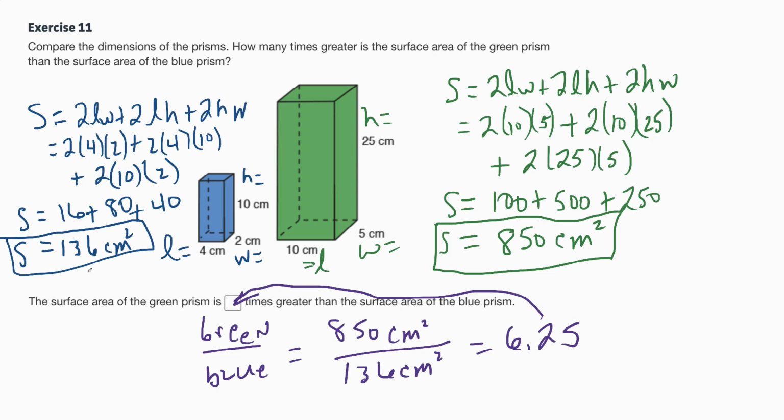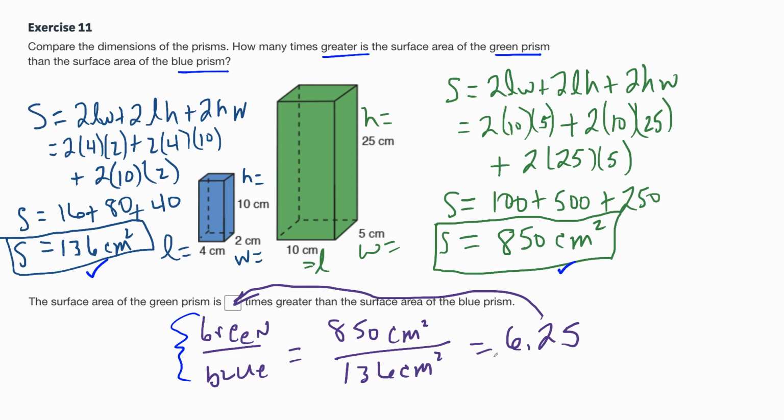Well, I found the dimensions. Here's the dimensions of the blue one. Here's the dimensions of the green one. And I want to know how many times greater is the surface area of the green prism than the surface area of the blue. So this is the ratio that I want to put together, green to blue.